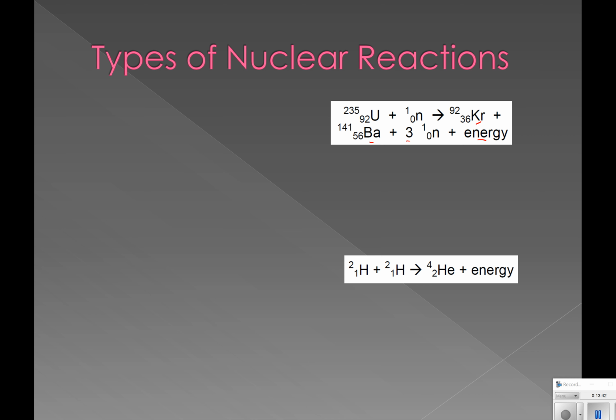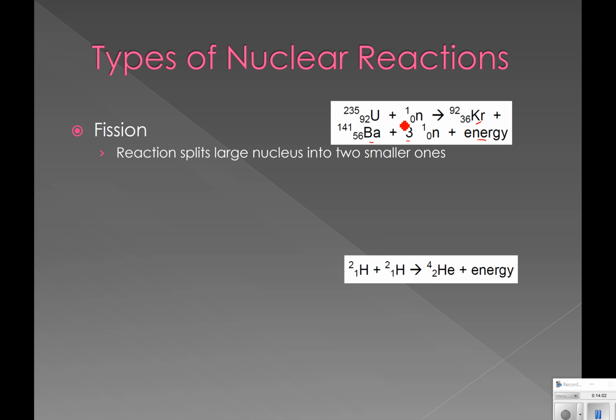So the only 2 reactants we have are that uranium and that neutron. And we're going to start with that reaction first. That reaction is an example of a fission reaction. And a fission reaction is going to take a large nucleus, in this case the uranium-235, and split it into 2 smaller ones.